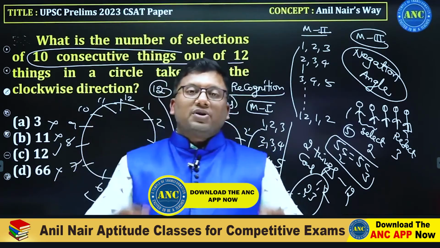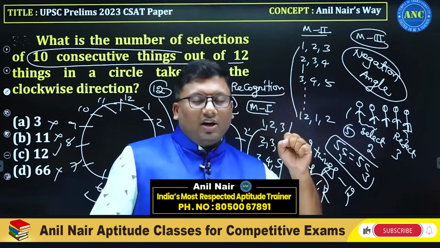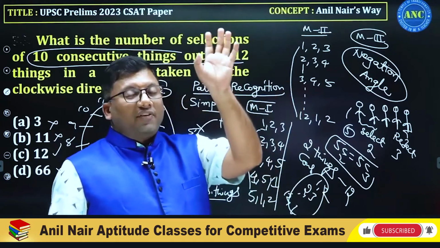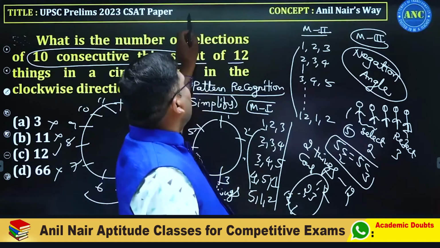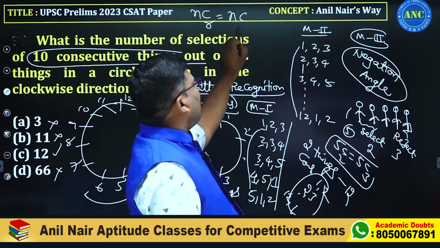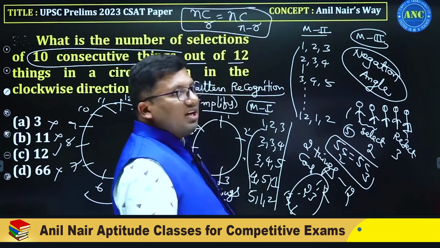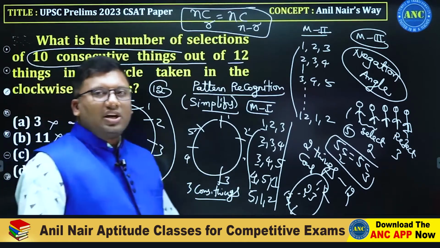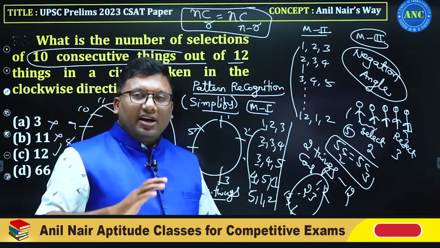Out of 5 people sitting in front of you, if I am selecting 1, I am rejecting 4. Out of n things, if I am selecting r, that means I am rejecting the remaining n minus r. That is the reason nCr is equivalent to nC(n minus r). I hope the idea is clear.